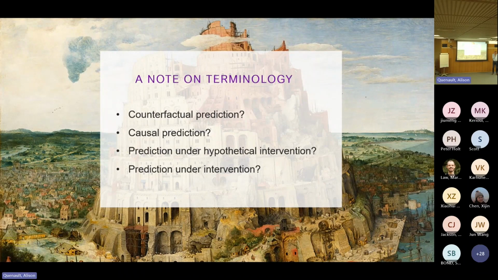Not that I'm aware of. But you're right, it is the conditional average treatment effect. Yeah. It's fine.